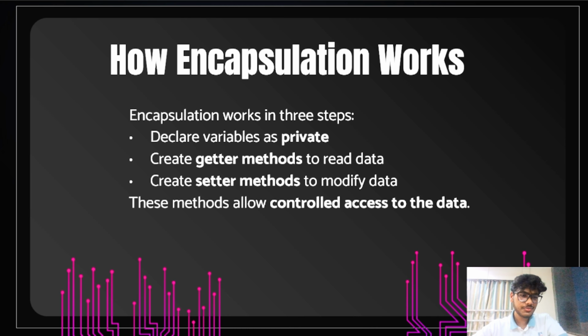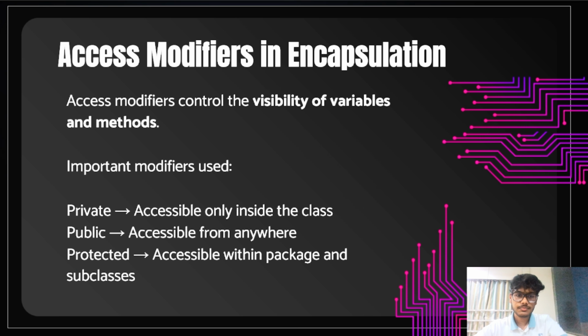Now, what are the access modifiers in encapsulation? To implement encapsulation, we use something called access modifiers. Access modifiers define who can access variables and methods. There are three important ones. First is private. It can only be accessed within the same class. Second is public. It can be accessed from anywhere. Third is protected. It can be accessed within the same package and also by subclasses. In encapsulation, we usually keep variables private and methods public. This combination helps us achieve both security and accessibility.